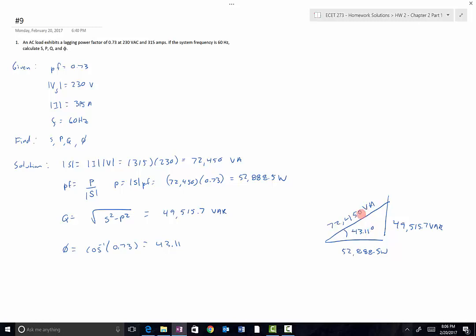This also illustrates another way to solve this problem. We could have solved for power factor angle first and said P is equal to magnitude of S cosine of the power factor angle, and Q is equal to magnitude of S times sine of the power factor angle. That would have given us the same answers there.